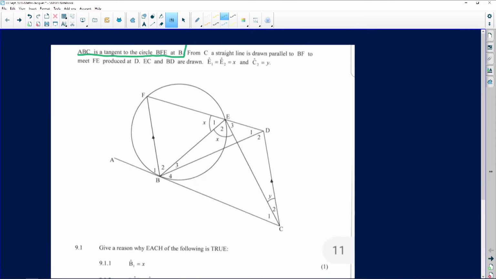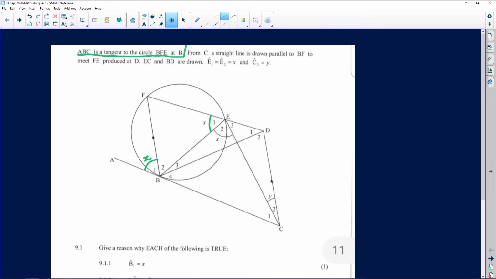Now let's see, what do we have? We have the tangent ABC. We've got a chord at FB. Let's stick to that for now. The angle between the tangent and the chord, lying in this segment of the circle, is equal to the angle in the alternate segment. So it's equal to the angle over here, E1. So we can say that this is an X.